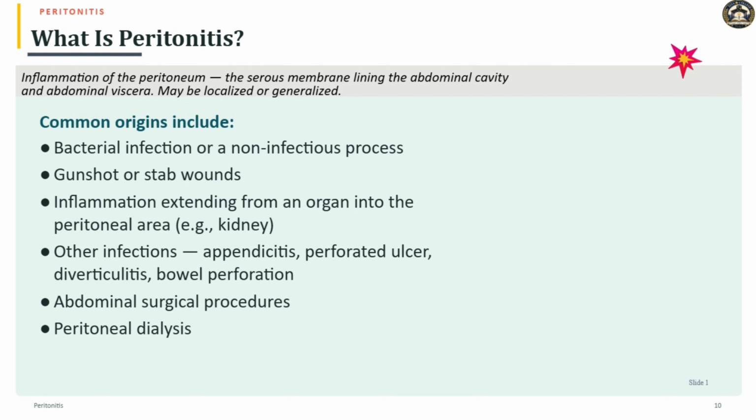Common origins for peritonitis include bacterial infections or non-infectious processes, severe trauma such as gunshot or stab wounds, and inflammation extending from an organ into the peritoneal area, like from a kidney. Other infectious causes include appendicitis, perforated ulcers, diverticulitis, or bowel perforation. Abdominal surgical procedures and peritoneal dialysis can also lead to peritonitis.